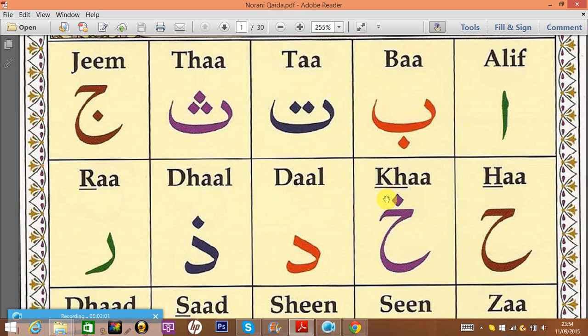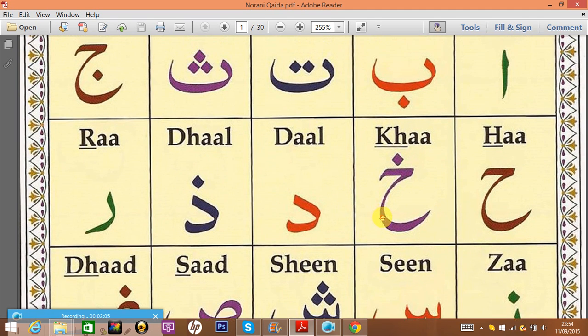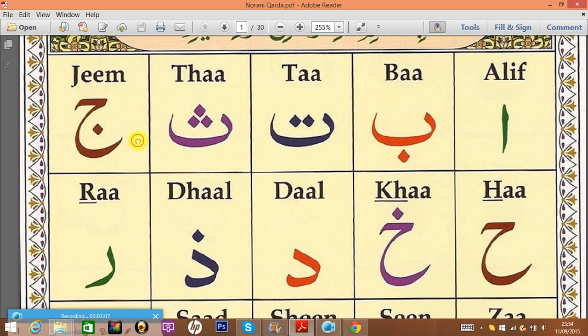And the next is Jim, ha, kha. These 3 writings are the same. First is Jim, and next is ha, and the next is kha. These 3 letters are the same writing, so how can you understand? How can you recognize it?